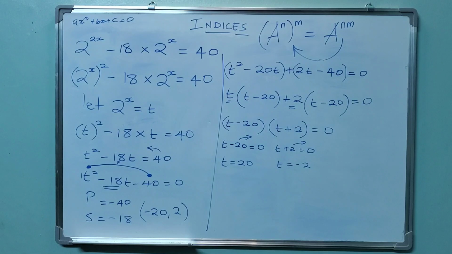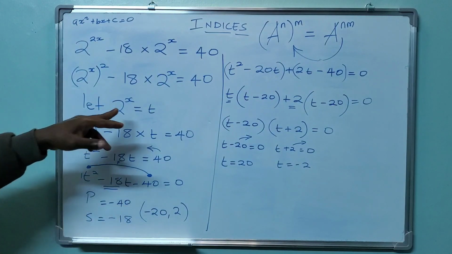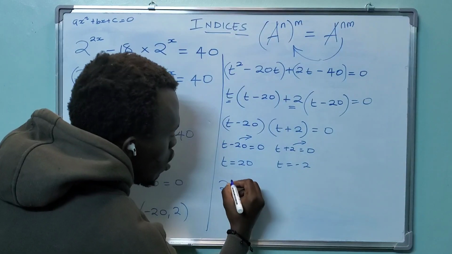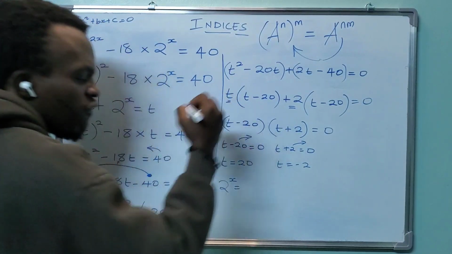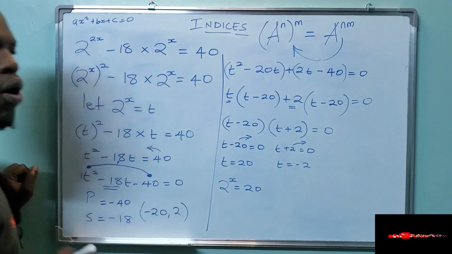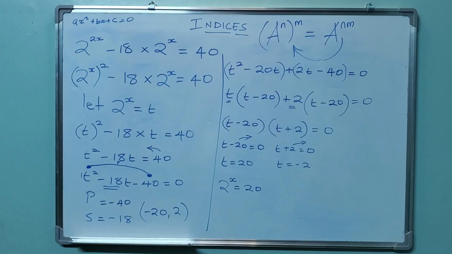Remember, the value that we let to be the value of t was 2 raised to power x. So I'm going to equate this 2 raised to power x with both of them. So I'm going to start here with 2 raised to power x equals the first value of t, which is 20. Now, there is a beautiful twist we are going to see there. 2 and 20 cannot be made into the same base. If I cannot make 2 and 20 the same base, what am I going to do now to solve for the value of x?